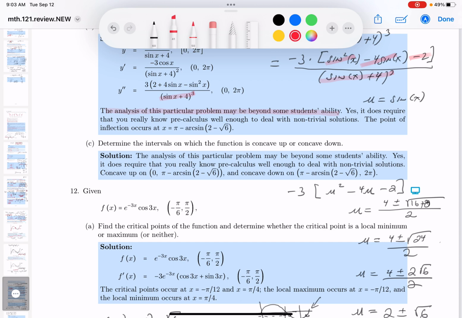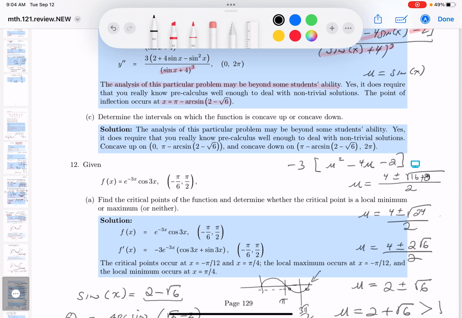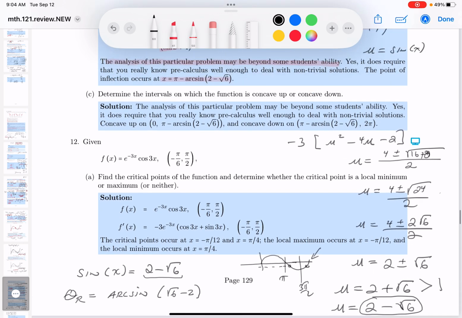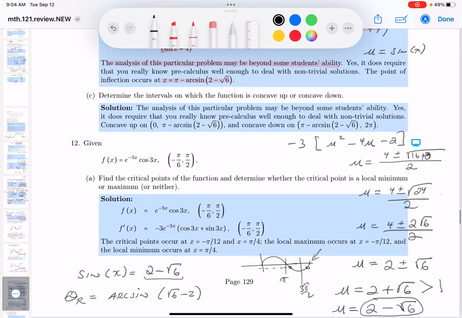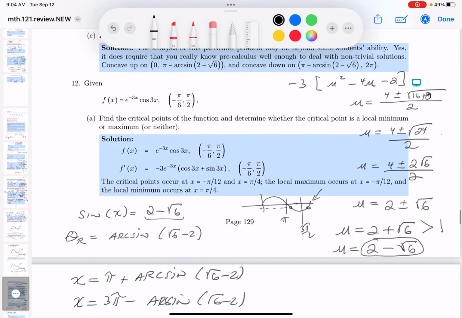Actually, I have to correct my notes too because I didn't write them both down. And there's actually another one. And I didn't write that down. Yes, it does require that you really know pre-calculus. The point of inflection occurs here. I'll probably post a video of this. By the way, the other point of inflection occurs at, let me see if I at least wrote that down correctly. Well, they wrote a little bit differently. I'm going to update the notes to reflect this, by the way.